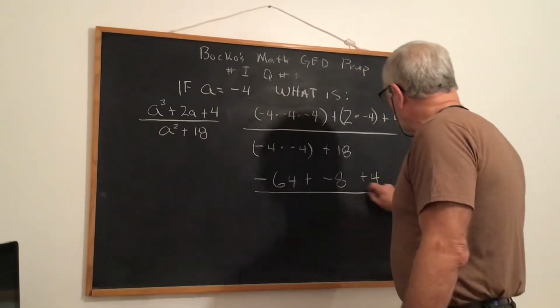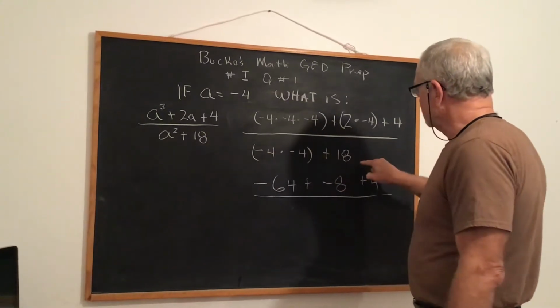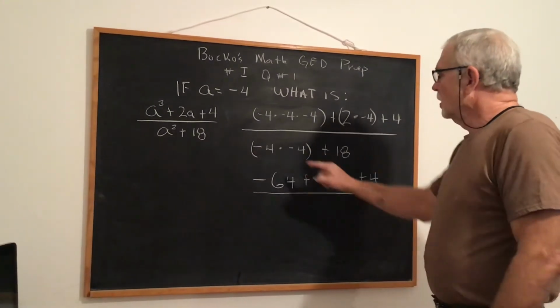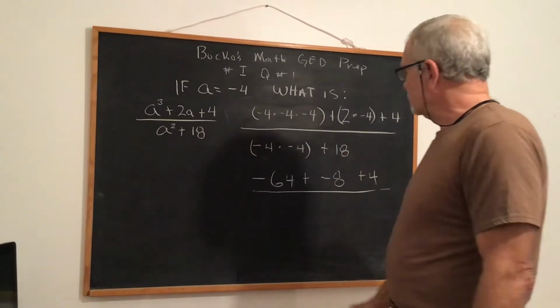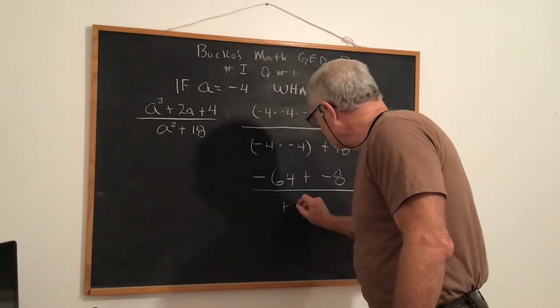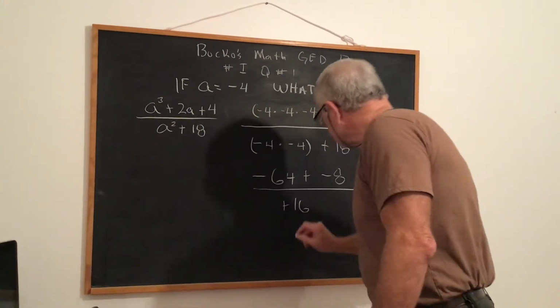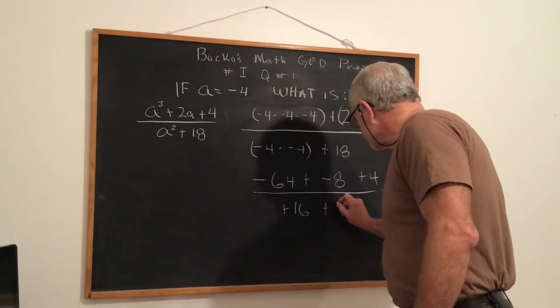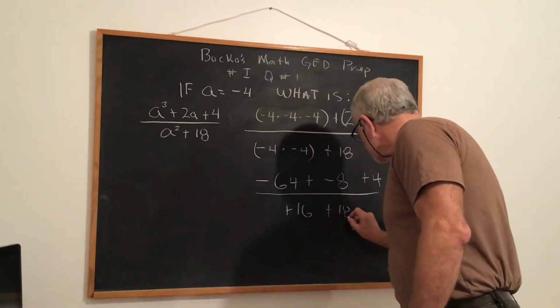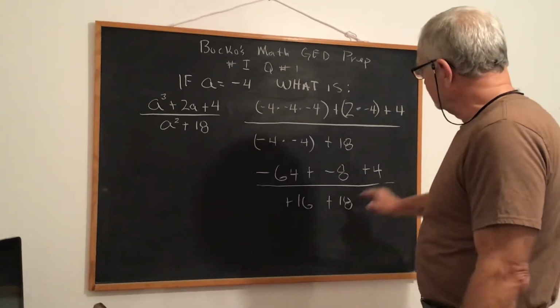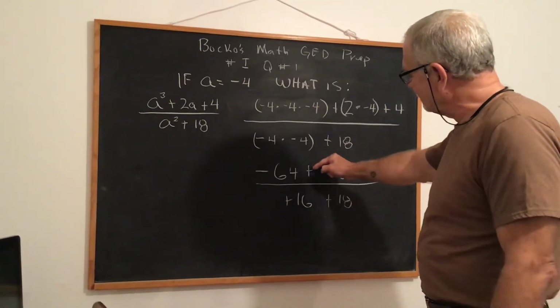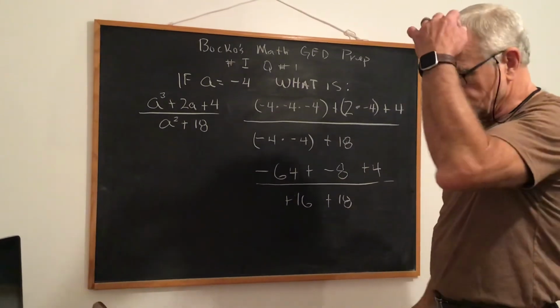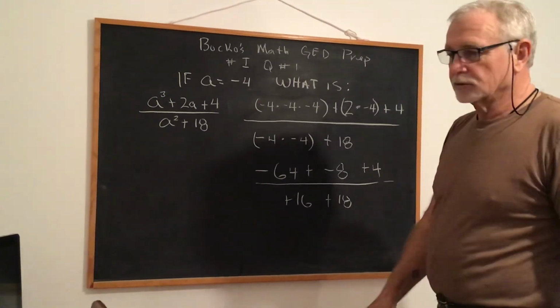Draw our fraction bar, and we're going to do what it tells us to do down here. So -4 times a -4 is going to be a positive 16. And then we're going to add 18 to that. We're going to do what's on the top, what's on the bottom, and divide the top by the bottom, as you do in all fractions. And you can cut for now.